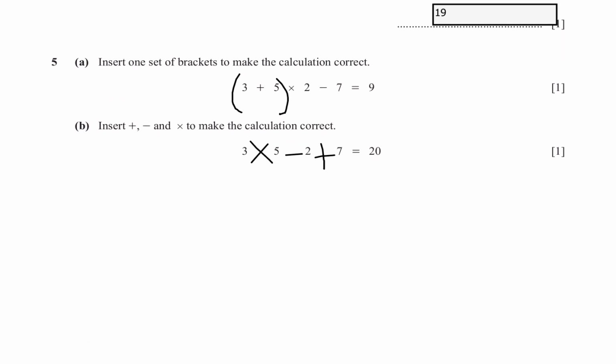Question number 5. Insert one set of brackets to make the calculation correct. So we will put the brackets around 3 and 5. So we get 5 plus 3, 8. 8 times 2, 16. 16 minus 7 is 9.